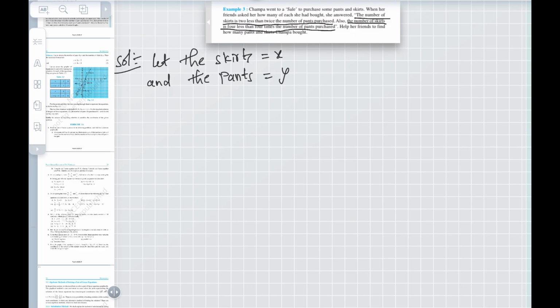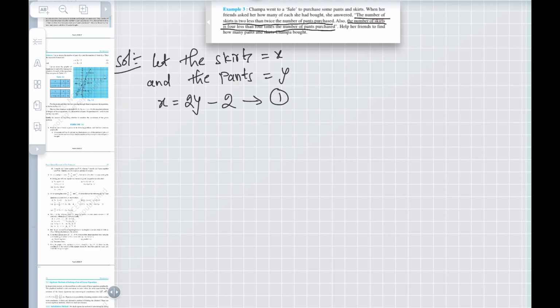So try to establish the first statement. The number of skirts is 2 less than. They are talking first about the number of skirts. Skirts is x. X equals to. Let us establish the equation correctly. The number of skirts, which means x equals to, is 2 less than twice the number of pants. Twice the number of pants, 2 less than. Let this be equation 1.